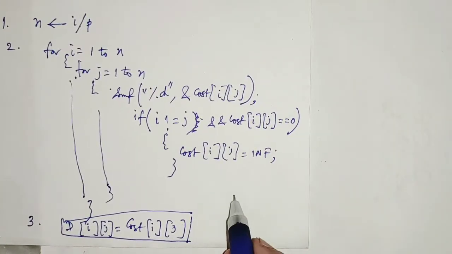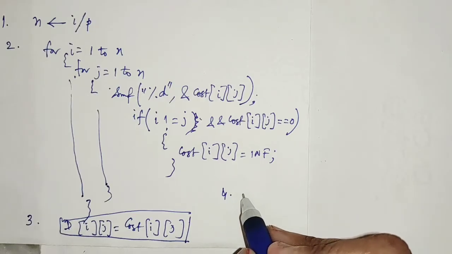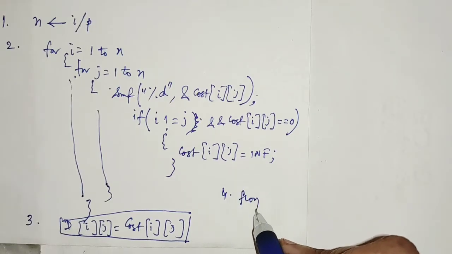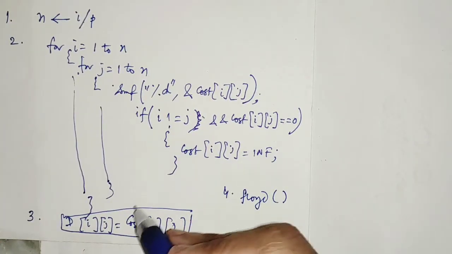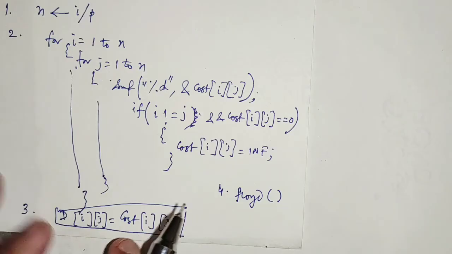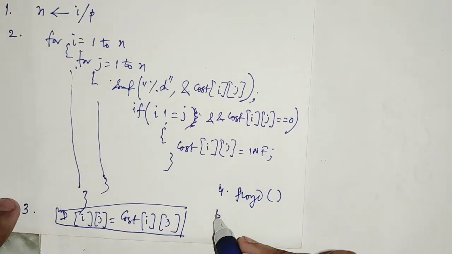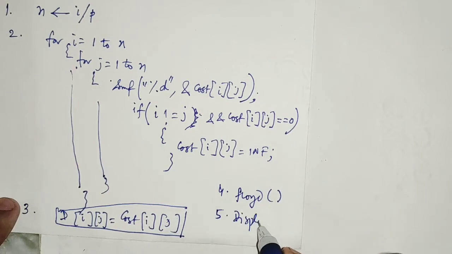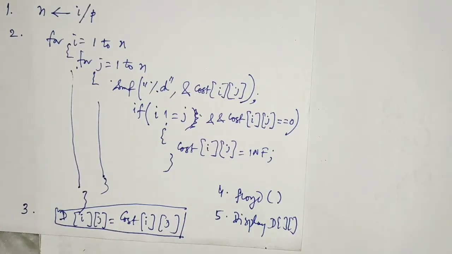After that, point 4 under the main function is to call the function. Suppose it is Floyd. Call the function means Floyd will act upon D, apply the necessary formula, and apply the number of iterations. Once that part is over, you have to display the output produced by Floyd. So finally display D, because under D all sorts of computations will be done, using Floyd.